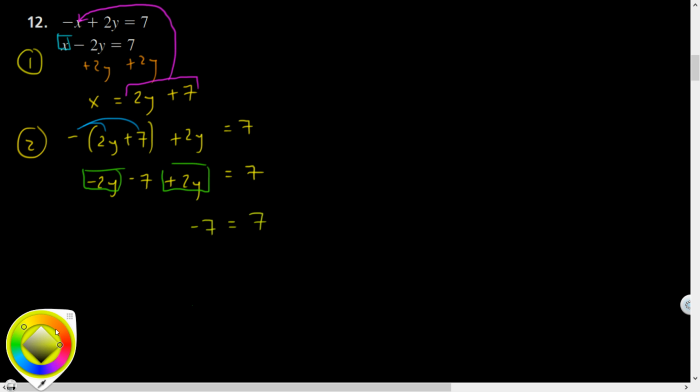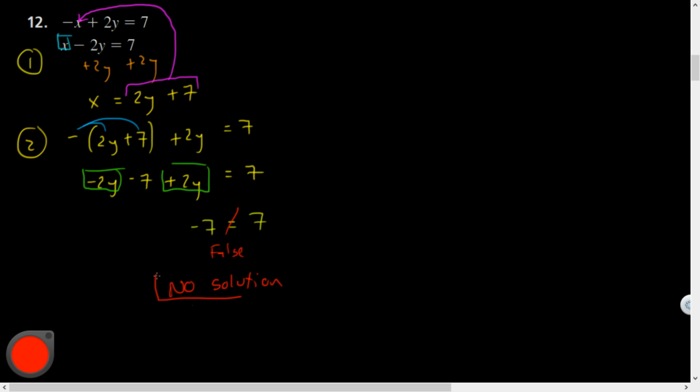Which is a false statement. Now, I would have had some similar false statement if I did solve by elimination method. I think I would have had 0 equals 14. Both of them are false. And because it's false, therefore my conclusion is there is no solution to this system. These two equations have nothing in common with one another. They were never going to find a point of intersection.